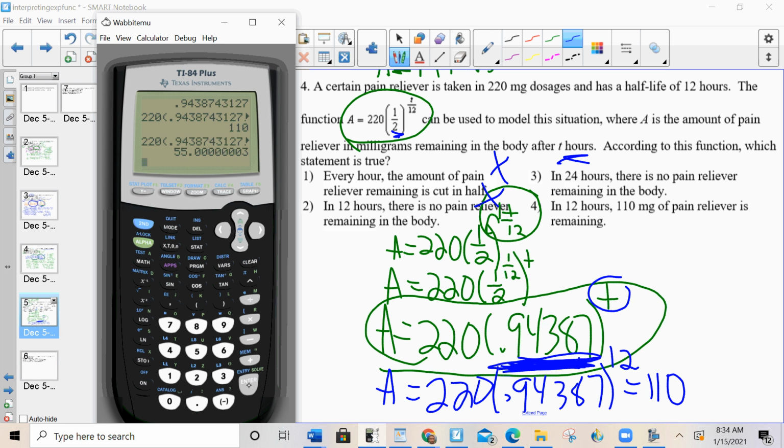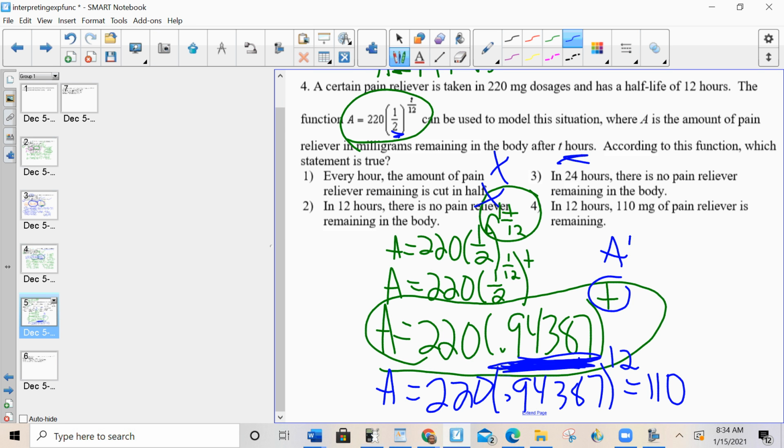Choice 4, in 12 hours. Well, we already did 12 hours. There's 110 milligrams remaining. Yes, that's true. Choice 4 is the answer.